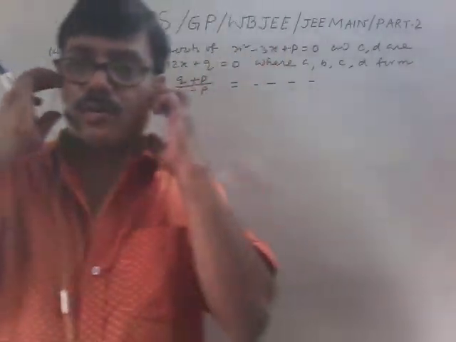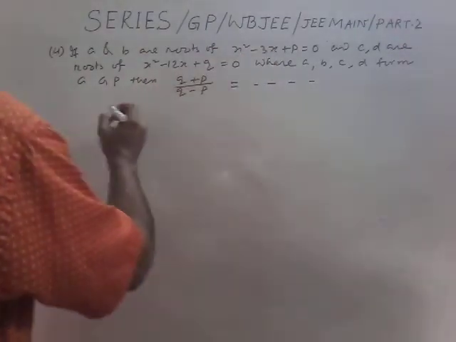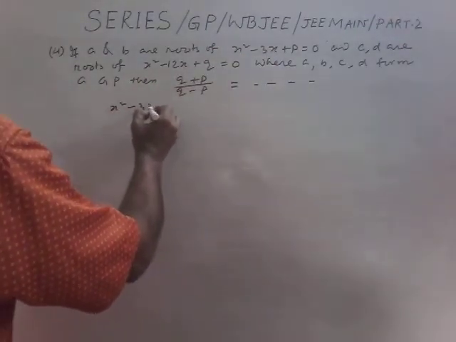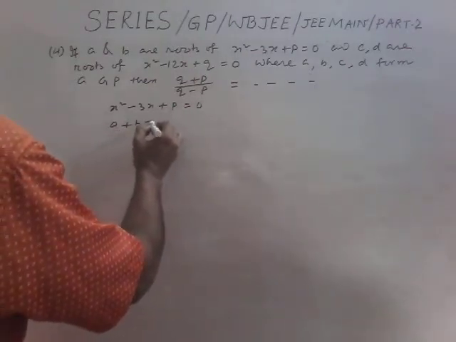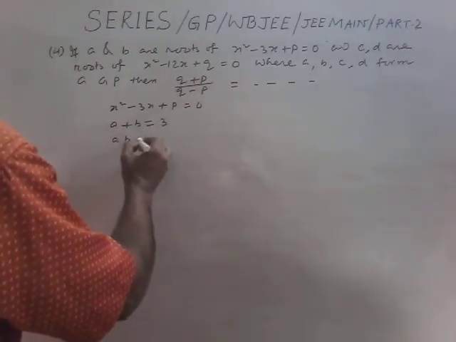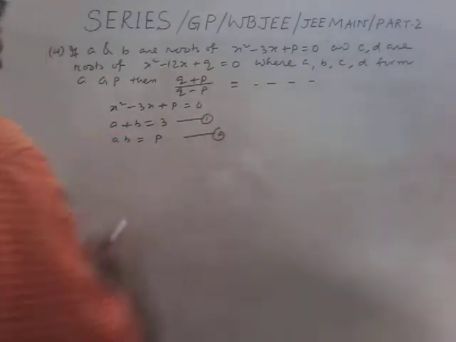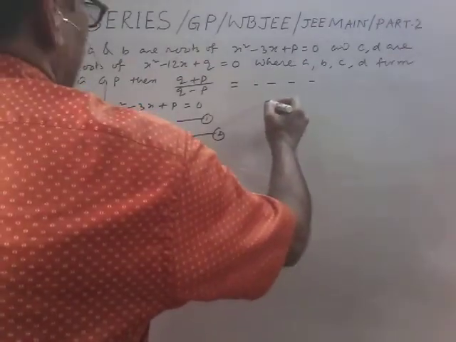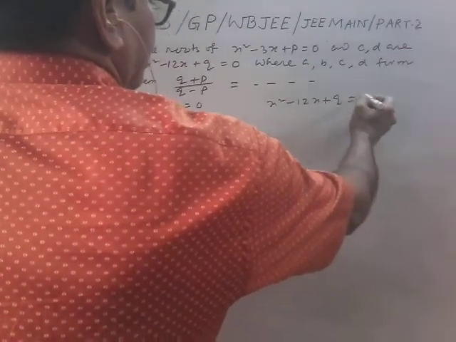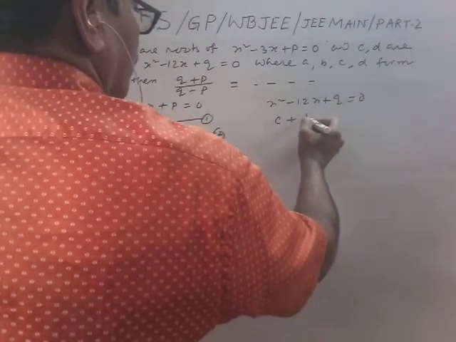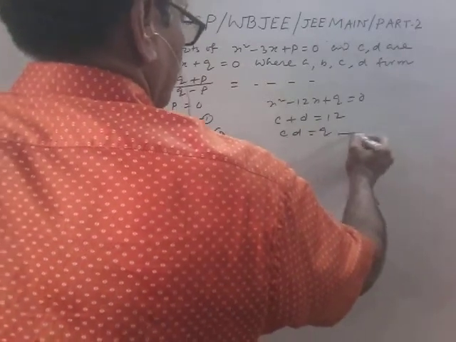Now we consider one more problem. So a and b are roots of the equation. So what is a plus b? 3, and ab equals p. This is 1, this is 2. c and d are roots of the equation. So c plus d equals 12, cd equals q.